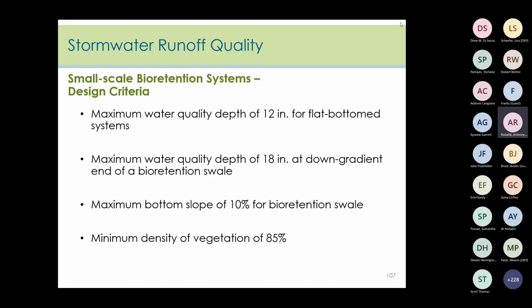Small-scale bioretention systems also have specific requirements in regard to stormwater quality depth, bottom slope, and the density of vegetation, and they can all be found in the BMP manual. The reviewer must make sure that this criteria is met for any bioretention system that's being proposed.